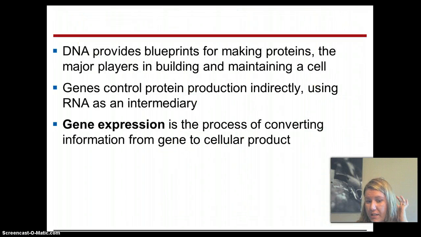Gene expression is the process of converting information from gene to cellular product. So if your DNA codes that you have blue eyes, gene expression, you'll see blue eyes. RNA is what carries out the function of the DNA. It's what leaves the nucleus and actually directs protein synthesis in your ribosomes, and we'll see that later on.